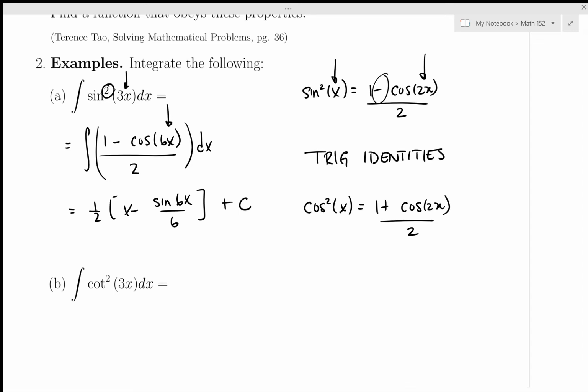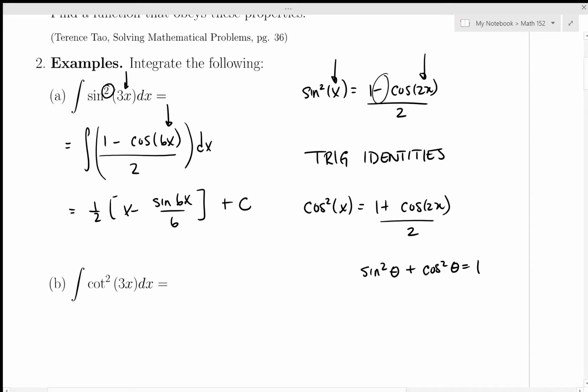Okay, next one, cotangent squared. So this one's not maybe quite as obvious, but I've done this before, let me just do it again. This for sure, you need to know this identity: sine squared theta plus cos squared theta is 1. That is a statement of the Pythagorean theorem in the unit circle.